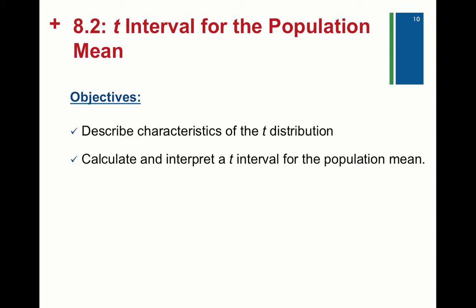estimating a mean. One of the big things is going to be that we're going to introduce a new distribution, the t-distribution, which is very much like the z-distribution, the standard normal distribution, when we look up z-scores. But it's going to be a little different when we look them up. And then we'll go through the formula and show you a short example.